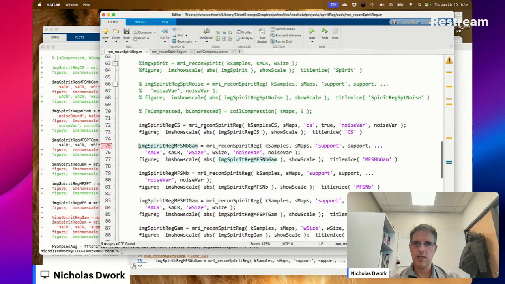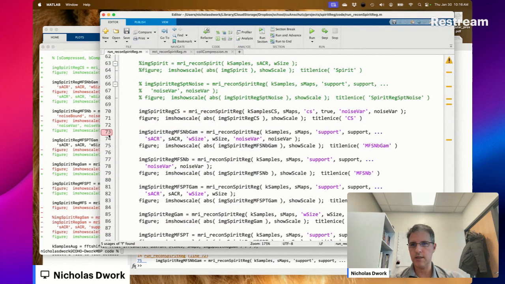Good with all the rest. We're just going to get rid of this coil compression thing. Maybe that won't be the answer.